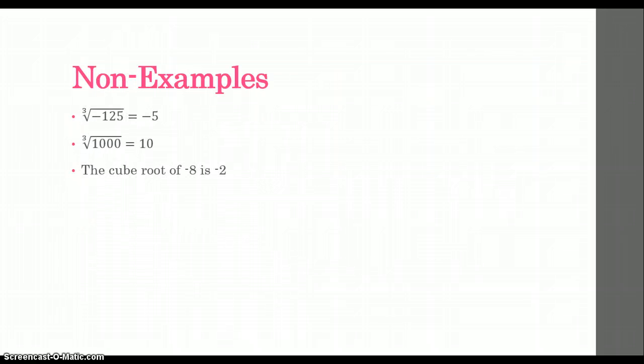And here are non-examples. And that is the end of this lesson.